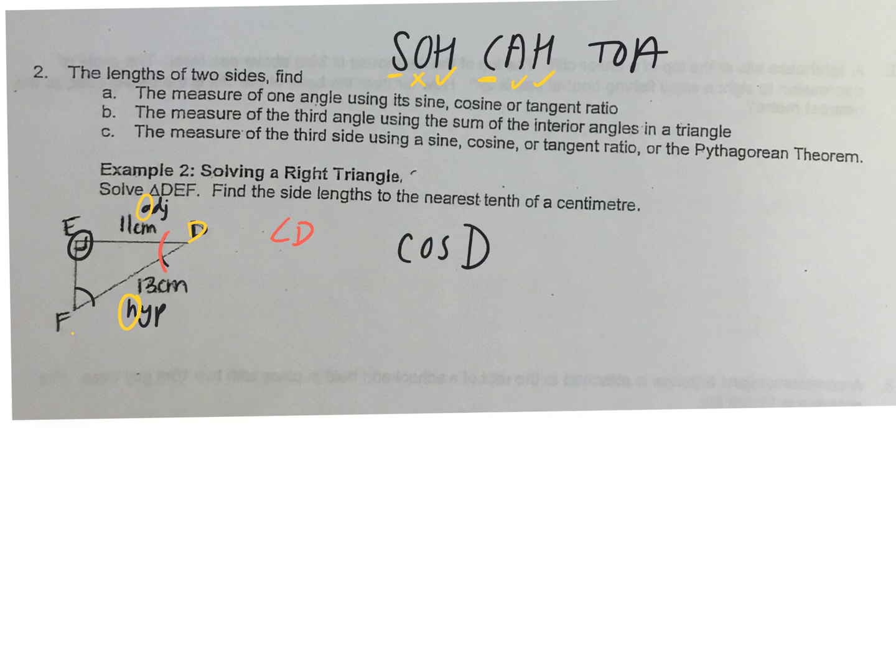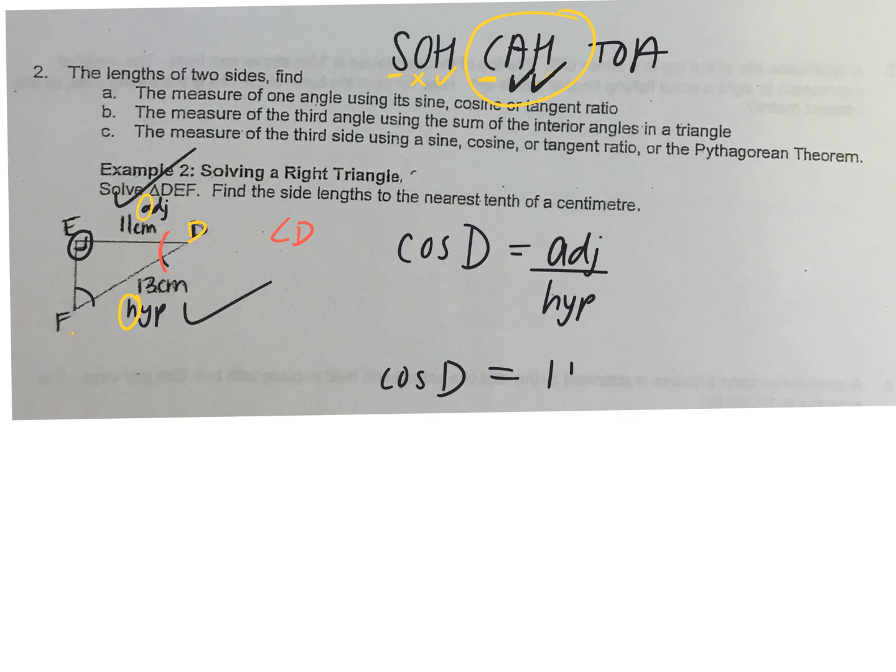So cos D, we don't know the angle. Remember, the ratio is always followed by the angle, but we put D because we don't know it. And what is the ratio? What over what? So let's write it out though. It's adjacent, right? Adjacent over hypotenuse. That tells you the order of what to write it in. And in this question, the adjacent is 11 and the hypotenuse is 13. So we got the ratio.